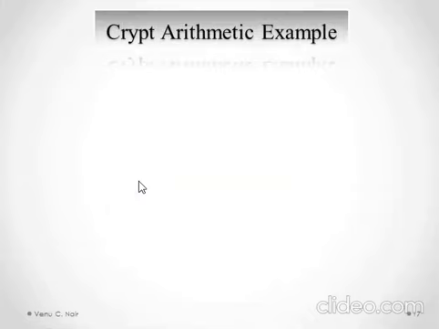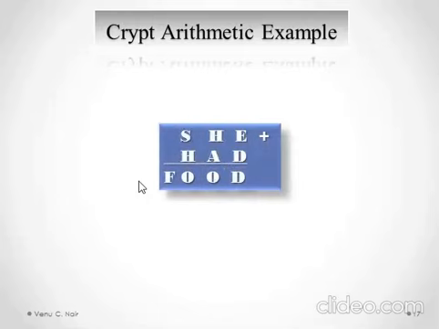It's a very simple one. Let us see with an example. So crypt arithmetic example. Suppose we are using these words to hide some numbers. She had food. It is not necessary to have meaningful words. We can have any alphabet in any order. So she had food is our masking alphabets. Behind this, we have 10 digits available.